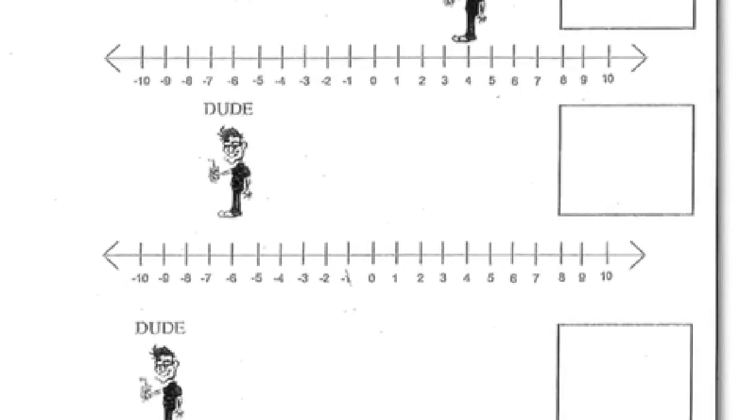The second dude, if you see him, he started at 0. He's 1, 2, 3, 4, 5, 6 units from 0. Yes, he is negative, definitely negative, but he is still only 6 units from 0. So his absolute value, the absolute value of -6, is still a positive 6 because it is only 6 units from 0. Okay, 6 units.